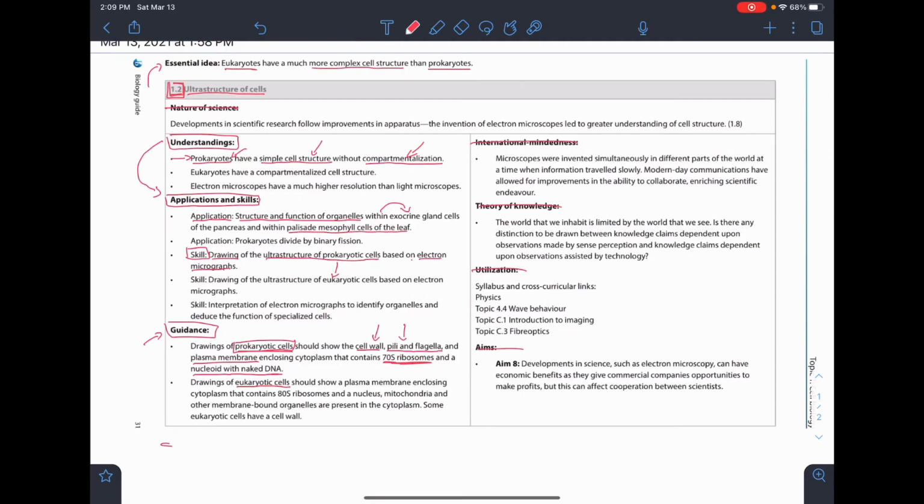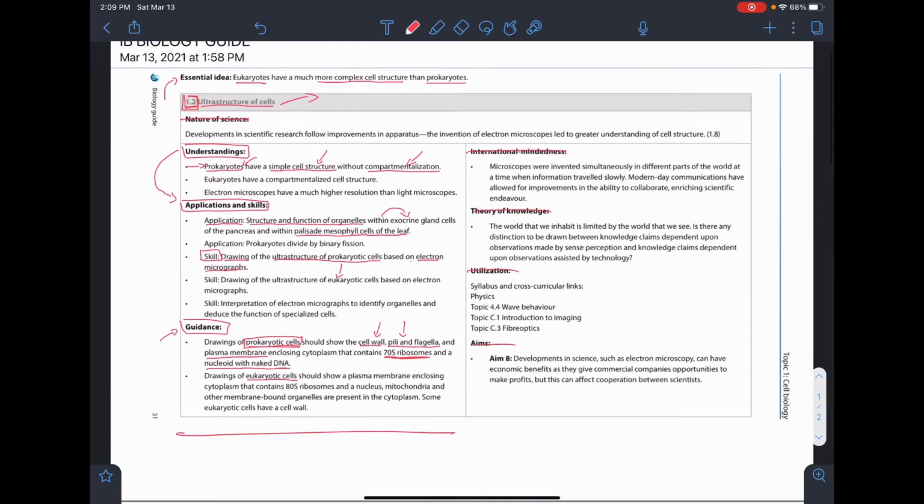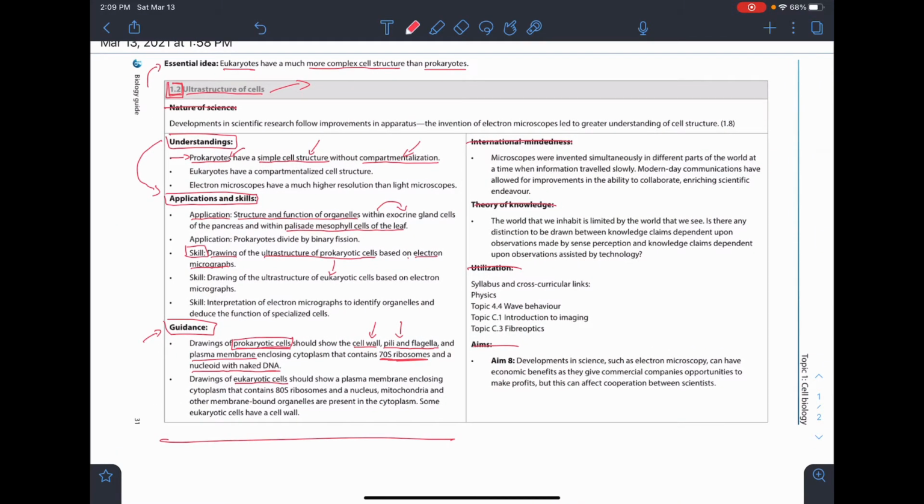This overall format is going to repeat for every single subtopic within the IB syllabus, which is why having a copy of this thing is so important.